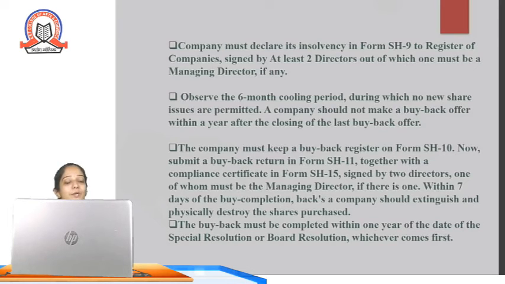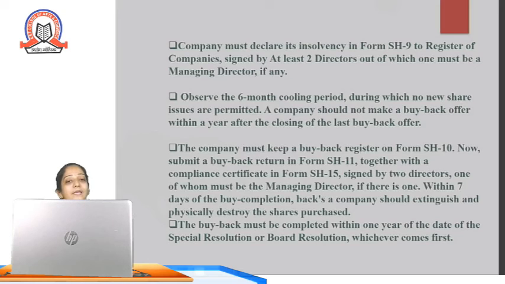Observe the 6 months cooling period during which no new shares will be issued or permitted. A company should not make a buyback offer within a year after the closing date of the last buyback. That means, say for example, today a company has bought back a number of shares. From today, for 6 months, the company cannot issue the same type of shares. That means new equity shares cannot be issued in the period of 6 months. And also after 1 year only, the company can buy back another amount of shares. So from today, for 1 year, the company cannot go for a second buyback.